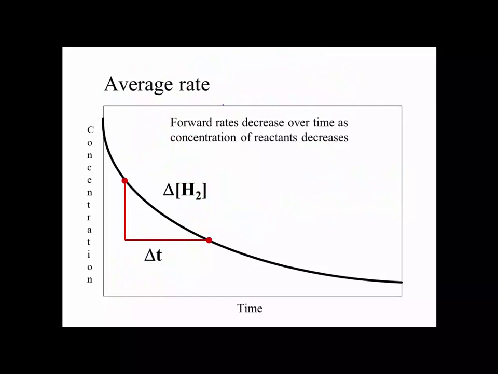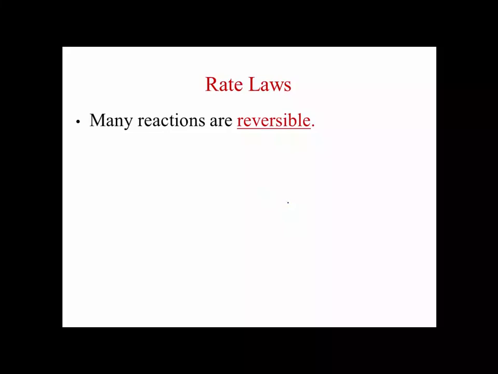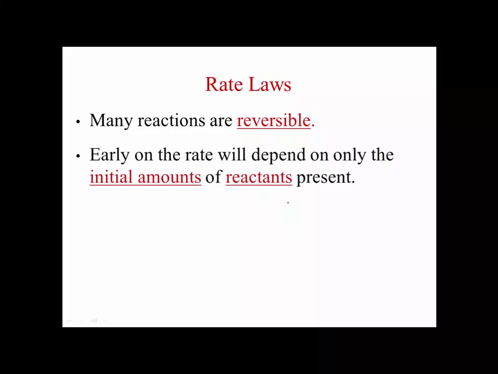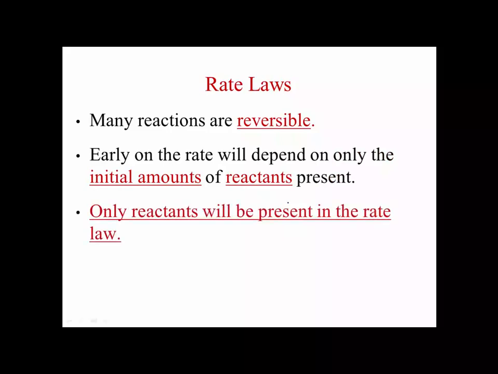Okay? Forward rates will always decrease over time because your concentration of reactants is decreasing. So there's fewer collisions, so collision frequency goes down and rate goes down. Your products are formed at a faster rate until they reach equilibrium because their concentrations are increasing. So many of the reactions in chemistry are reversible. So early on, the rate is determined only by the reactants. So for us, only reactants will be present in the rate laws. We're not going to include reversible reactions. That is much more involved kinetics.